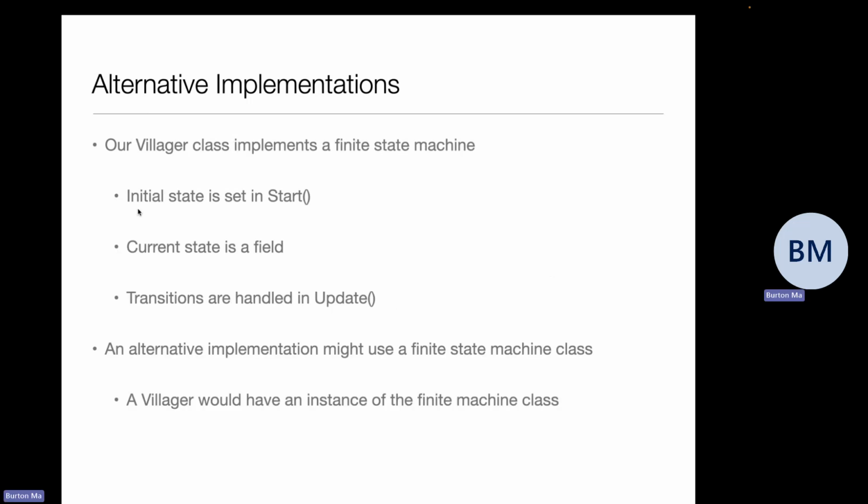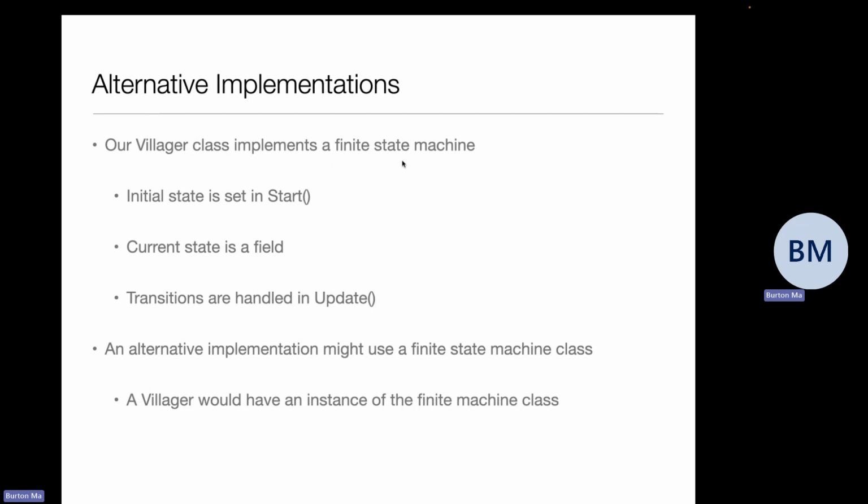In a state machine, there is the notion of the current state. The state machine can always be in one state, and so our current state in the villager class is just a field. And finally, you've got the transitions between states. The transitions are handled in the update method of the villager class. And then the actual transition, so the states know how to transition to the next state. That logic is implemented in the state classes themselves.